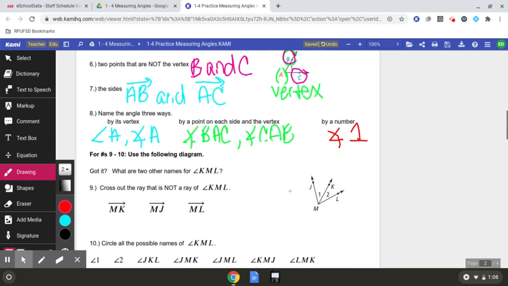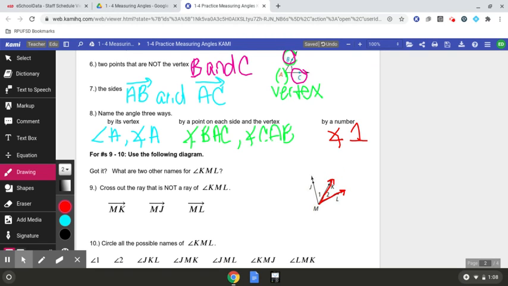Okay, so now we're using and changing the diagram up. It says, what are two other names for angle KML? So we're talking right here about this, KML. And the best way to do that is tracing the letters as they're saying them.